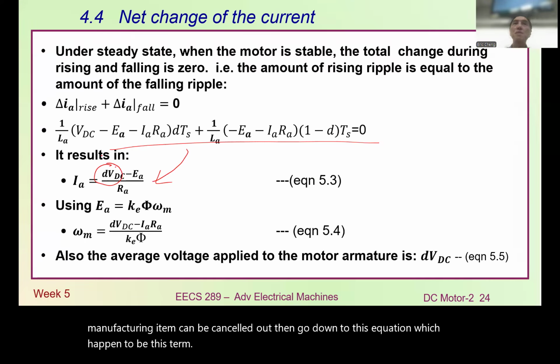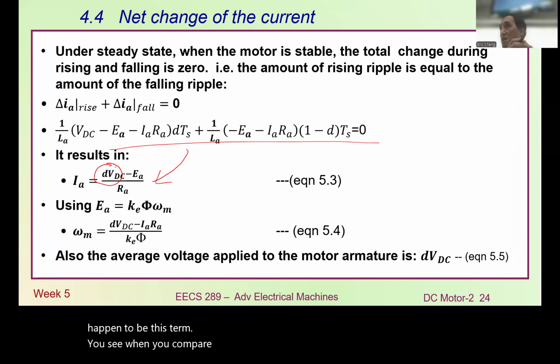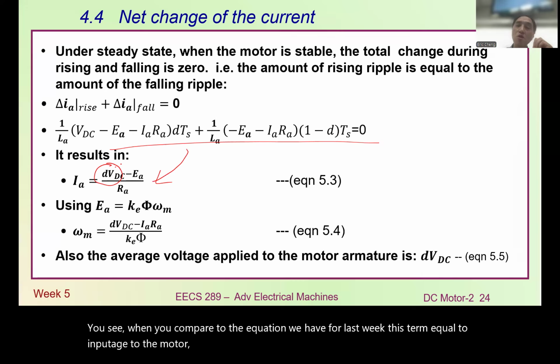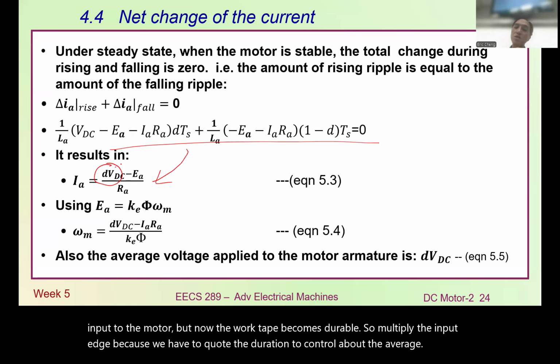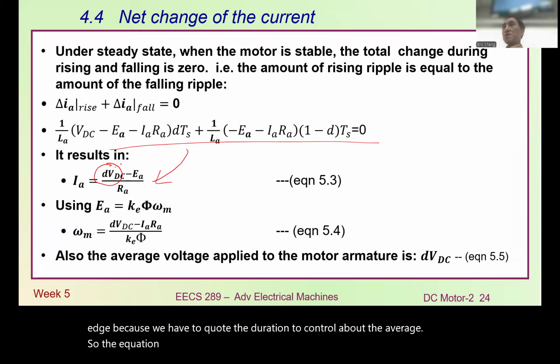You see, when you compare to the equation we had last week, this term equals the input voltage to the motor, but now the voltage becomes the duty ratio multiplied by the input voltage, because we have the duty ratio to control the average. So the equation is the same as before, no change. We're just changing the input voltage, controllable by the duty ratio. That's all.